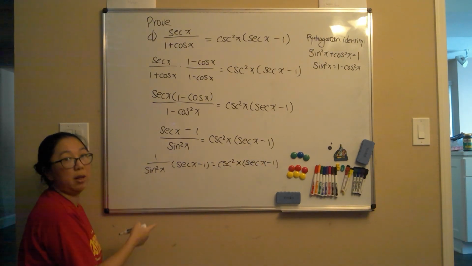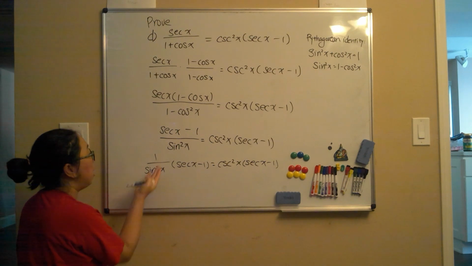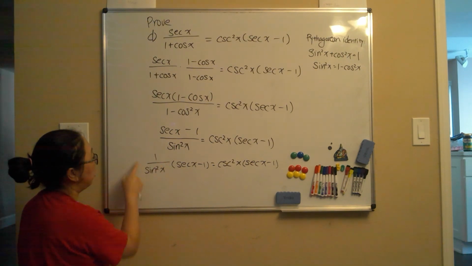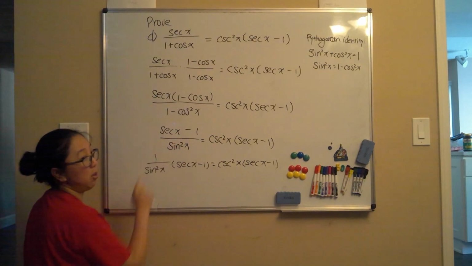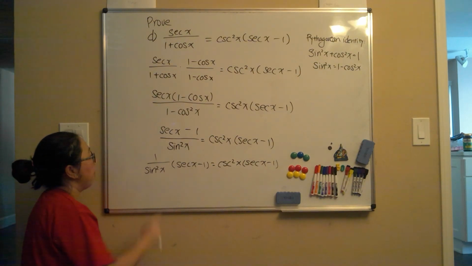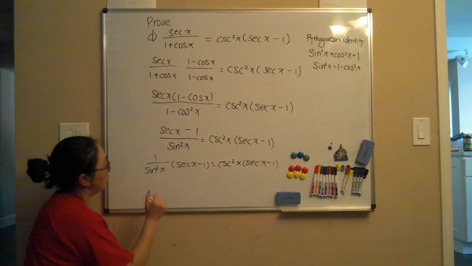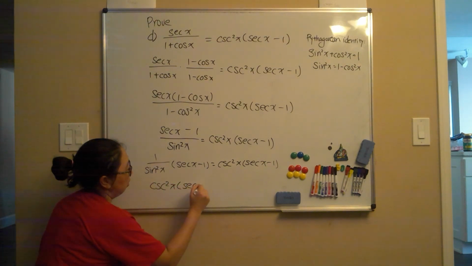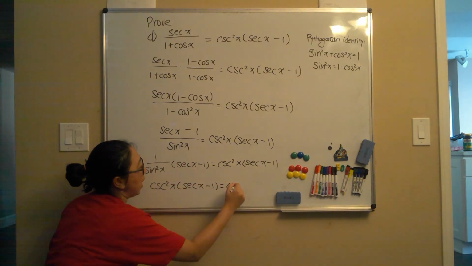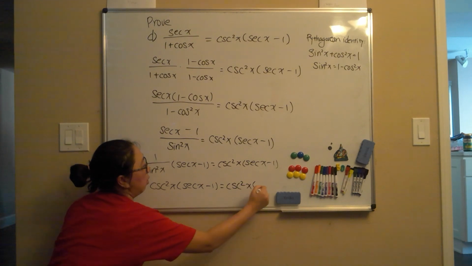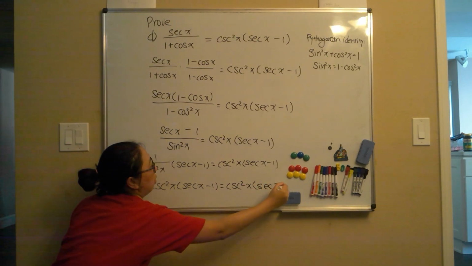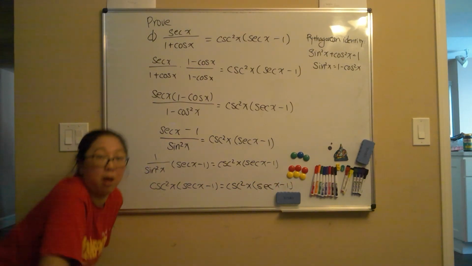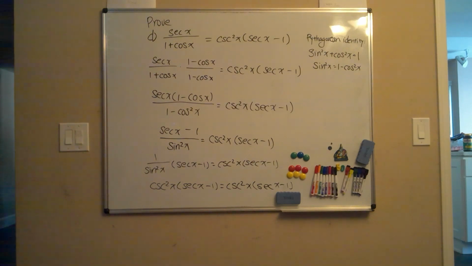Is that still valid? Of course, I can always rewrite this fraction as a fraction multiplied by the numerator. Okay? And 1 over sine squared x is actually cosecant squared x. So again, we proved our identity. Okay? All the communication's there, all the work's there, we've gone through it.